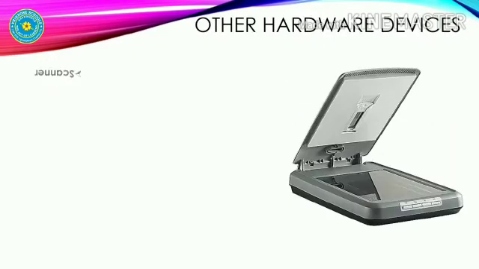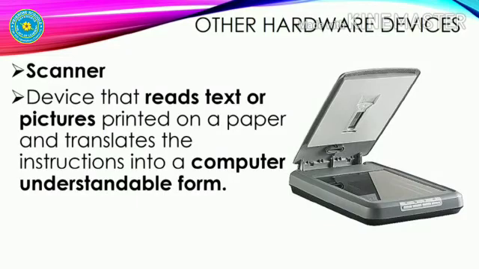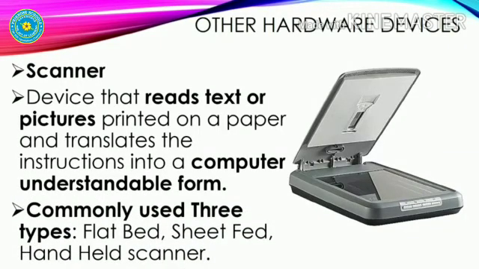Next one, scanner. The device that reads text or pictures printed on a paper and translates the instructions into a computer understandable form. What? Does the computer have any understandable format? Yes, children. Just like how we understand alphabets and numbers, the computer also understands only a particular format. There are 3 types of scanner: flatbed, sheet-fed, handheld scanner.